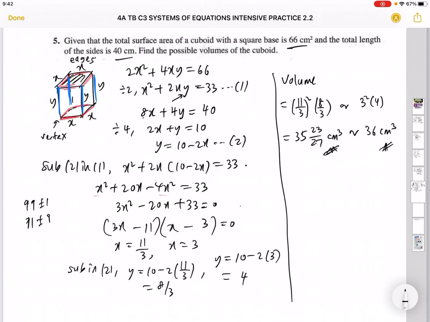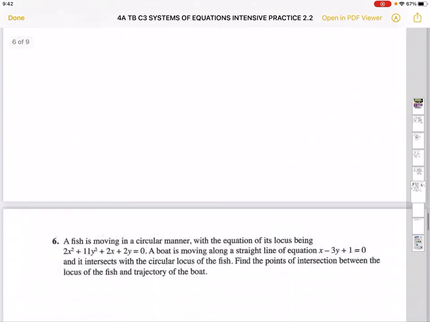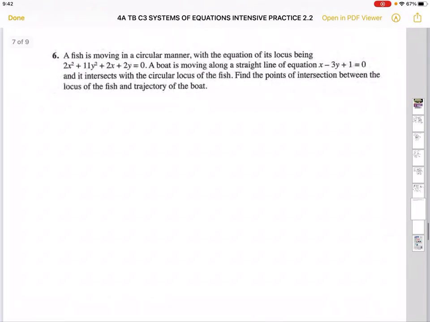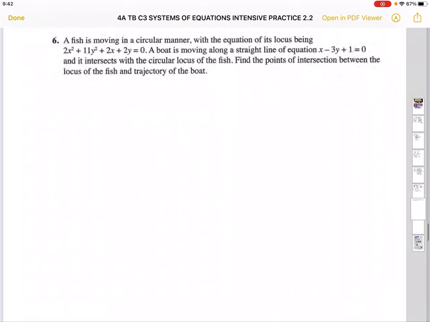Alright, so the next question is question number 6. Now in question number 6, you are supposed to find out the point of intersection between the locus of a fish and the trajectory of the boat. So the fish is moving in a circular motion, yeah, and the equation is given, the boat moving in a straight line, yeah, and they both will intersect.